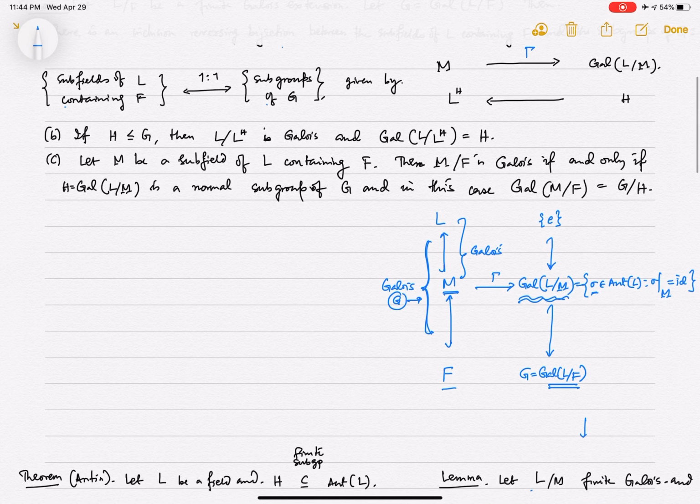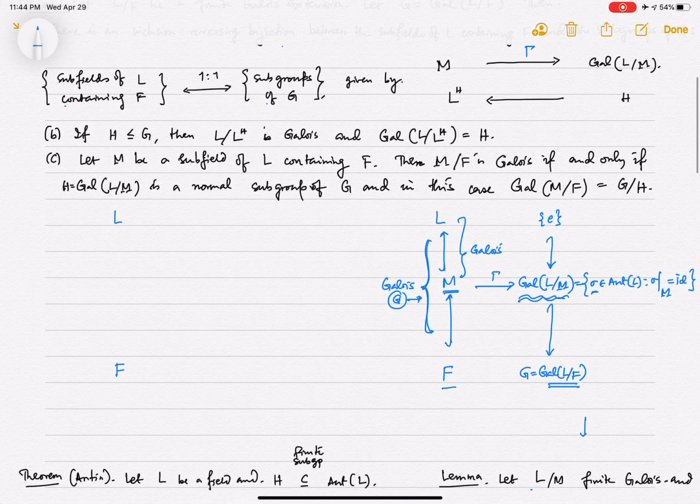On the other side, let's write this extension again. You give me a subgroup of the Galois group, and I have to produce a field in between L and F. Well, I'm just going to look at the fixed field. That means all elements of L that are fixed by every element of the subgroup H.